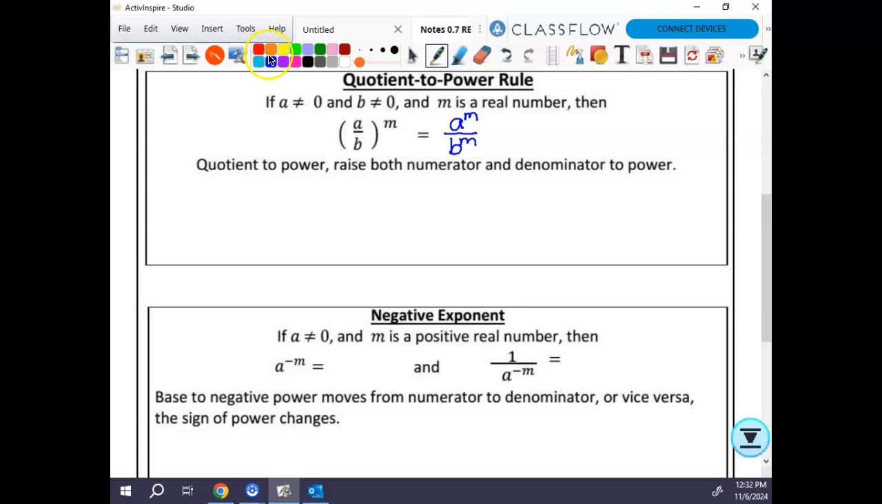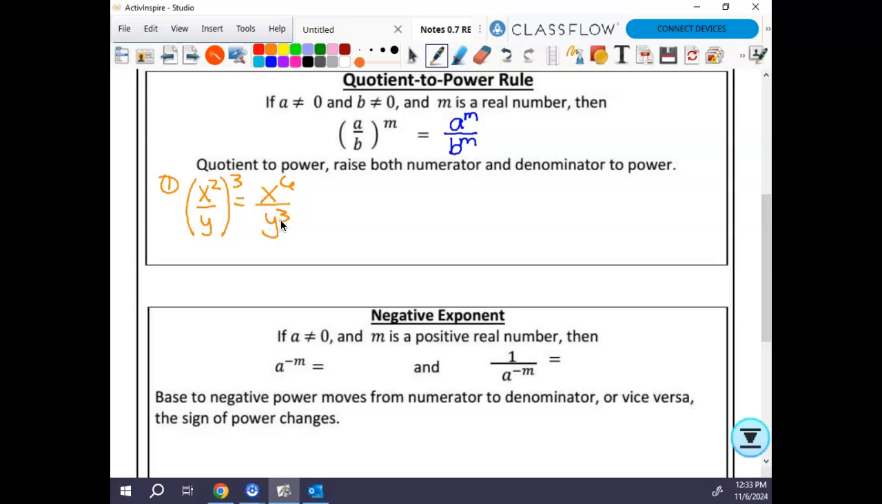So here's a couple of examples. Let's do x squared over y to the 3rd power. Okay, so it's a quotient to a power rule, but then we're also doing power to a power, because that would mean I would have x squared to the 3rd power. That would give me x to the what? 6th. And then I also have to take y to the 3rd power, which is y cubed.